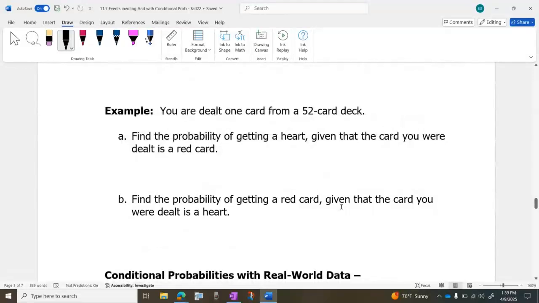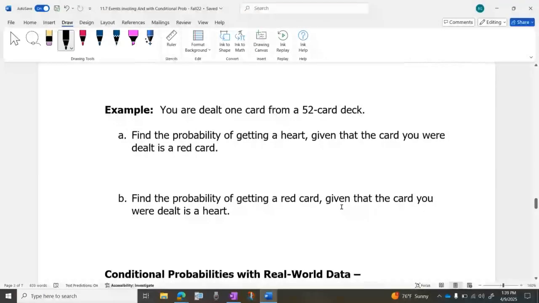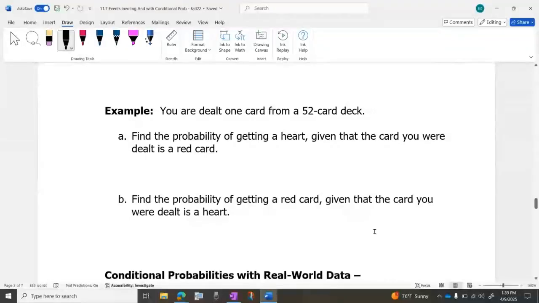Let's try this one. You are dealt 1 card from a 52 card deck. Part A. Find the probability of getting a heart, given that the card you were dealt is a red card. All right. We are looking for a conditional probability. So this one is not about applying the multiplication rule in the dependent case. This problem is to find conditional probability.